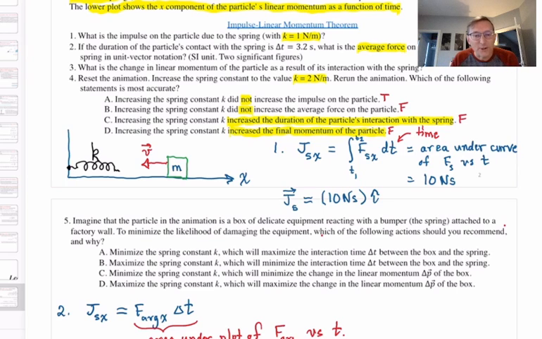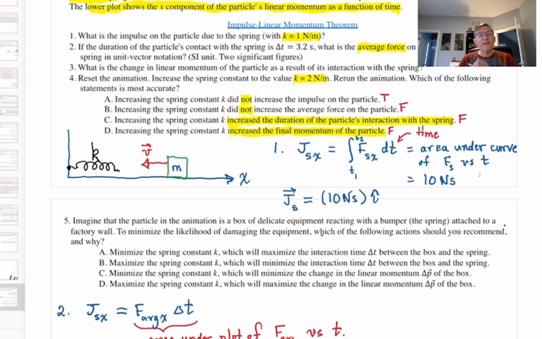Okay, that leads us to the last question to consider. Let's imagine that the particle in the animation is a box of delicate equipment reacting with a bumper, the spring, attached to a factory wall. Our goal is to minimize the likelihood of damaging the equipment in the interaction with the spring. Which of the following actions would you recommend to the foreperson on the factory floor, if your goal is to not damage the equipment that's in that box when it interacts with that bumper?